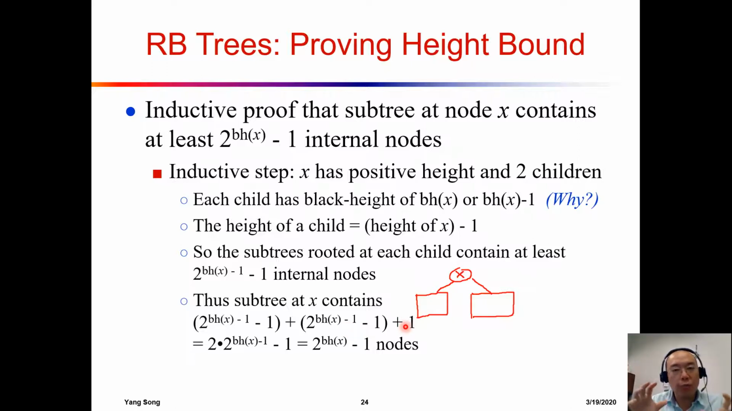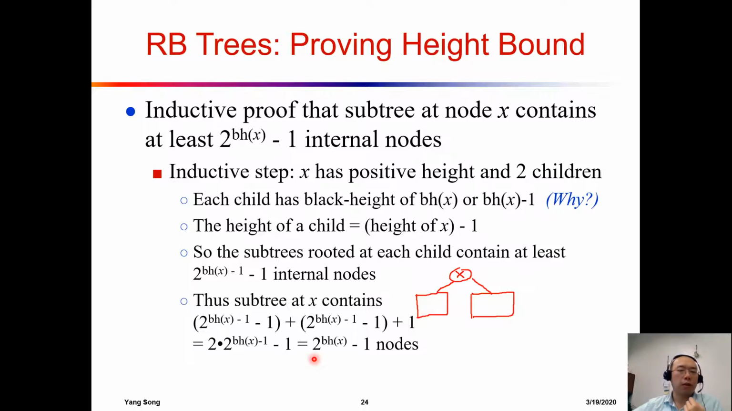So if you want to put all three parts together, that will be 2 to the black height of x, minus 1. That is how many nodes at least we can have in a subtree rooted at x. So far, we are still considering x to be the root of a subtree.